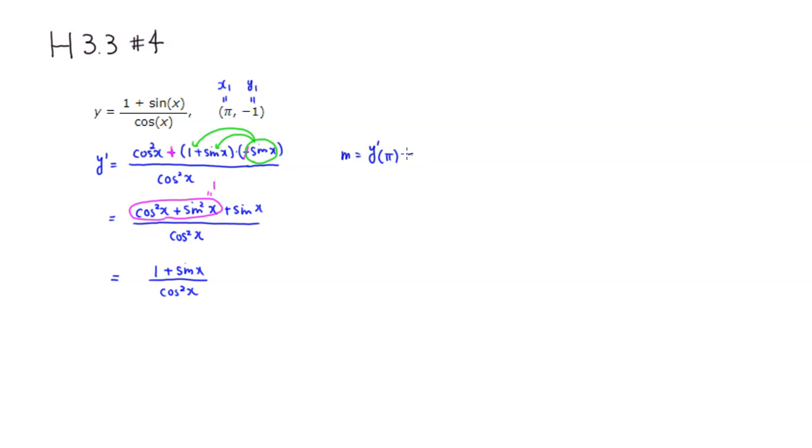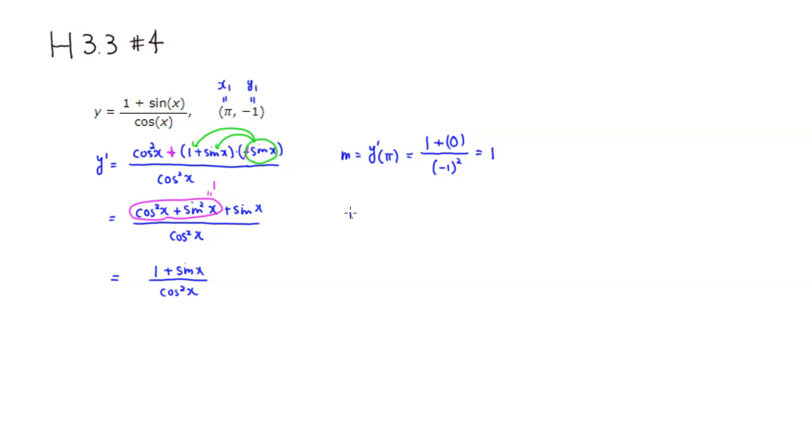So we're going to have 1 plus sine of pi, which is 0, so I'm just going to put 0. And then cosine of pi is -1. So you have -1, but you have to square that, so it's going to be +1. So it's just going to be 1.